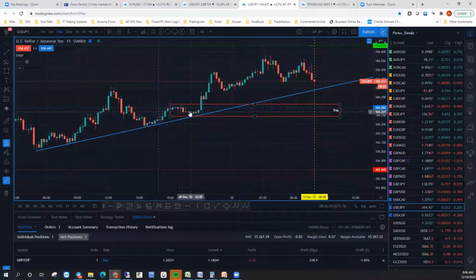And there were a lot of buyers in here. That's what sent it on up. And so I'd be looking at, there may still be some buy orders sitting down here waiting to send it back up again.